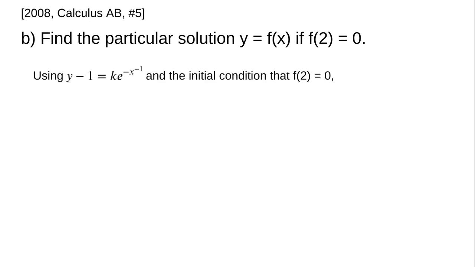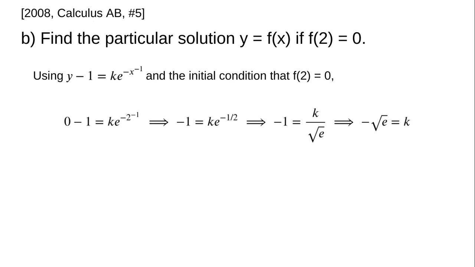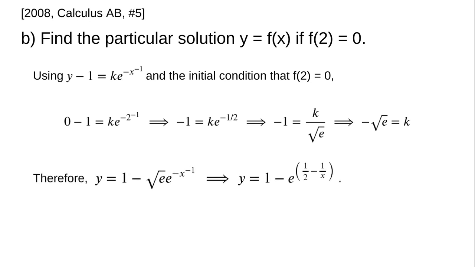All right, so using the equation y minus 1 equals k times e to the negative x to the minus 1, and the initial condition that f of 2 is equal to 0, plug in 0 for y and 2 for x. 0 minus 1 equals k times e to the negative 1/2. So negative 1 is k over the square root of e, which means k is negative square root of e. That gets us our value of k.